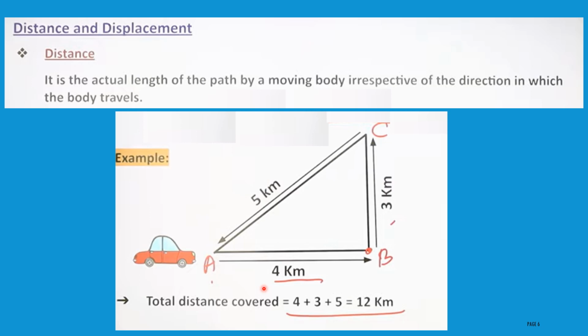Distance is a scalar quantity. Here we consider only magnitude, not direction. From point A to B, at point B the car changes its direction, and again at point C the car changes its direction. But in the case of distance, we do not consider the direction. We consider only how much distance the car covers in total. That is distance. If you add all the distances, you get the total distance covered by the car.